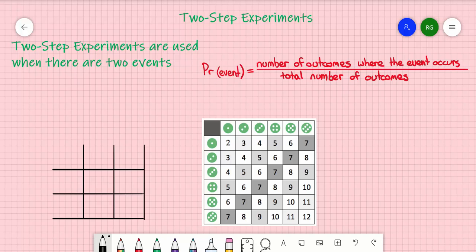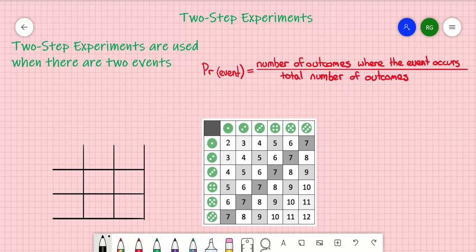This lesson is going to be looking at two-step experiments. Now, as I've written, two-step experiments are used when there are two events. So, rather than the basic probability formula that we were using in the last lesson, where it was something like, what are the chances of flipping a head? We know that that's 50% or 0.5. What are the chances of flipping two heads?